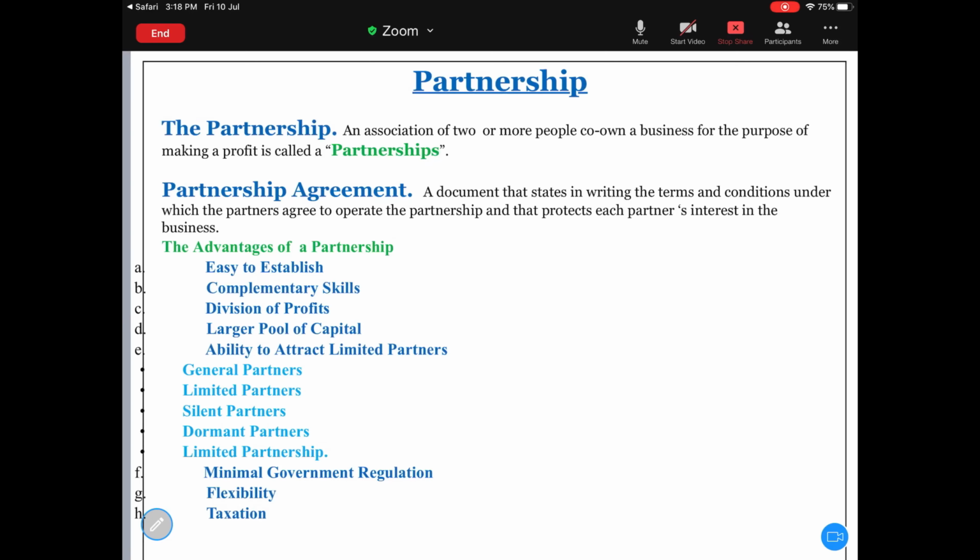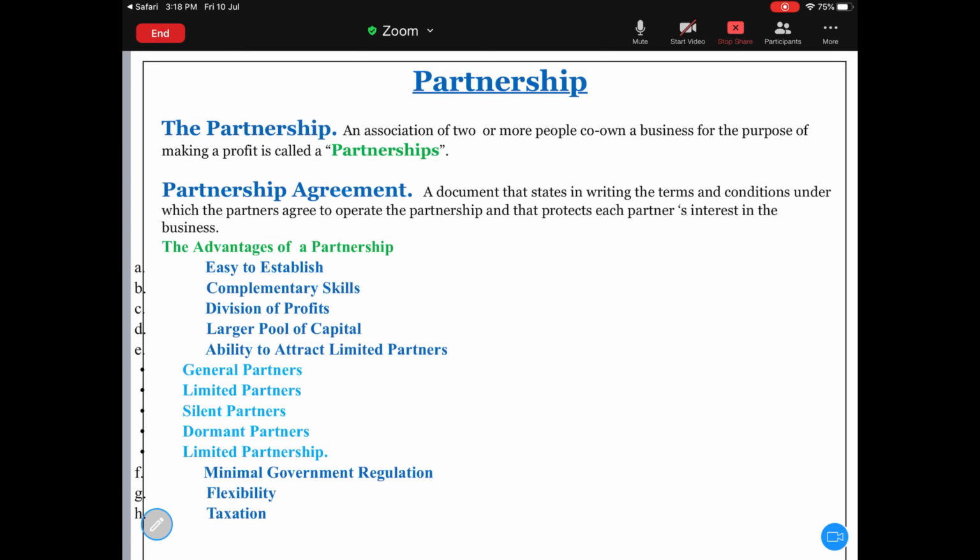Then we talk about complementary skills. That means the skills complement each other. One may be good in accounting or the financial side, the other may be good in the marketing side. And if there is a third person who is very good with the computer side, these people can divide their areas of expertise, and in this way they together come up with stronger skills and ability.